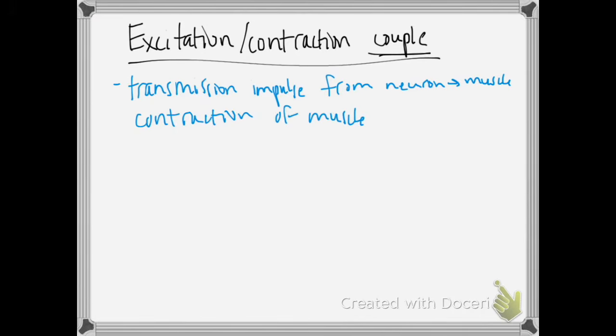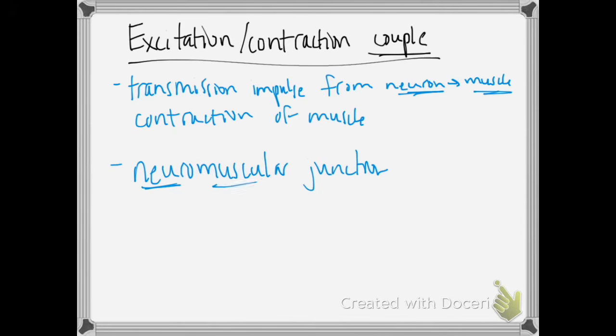Where does it take place in terms of skeletal muscle? It's going to take place at this thing called the neuromuscular junction. So we have the neuron part, there's the neuro, and we have the muscle part, the muscular part. The junction is the meeting of these two places. So the neuromuscular junction is an indirect connection between a neuron and a skeletal muscle cell.